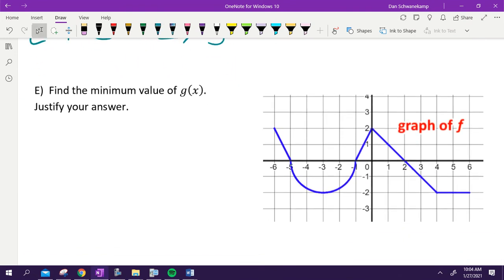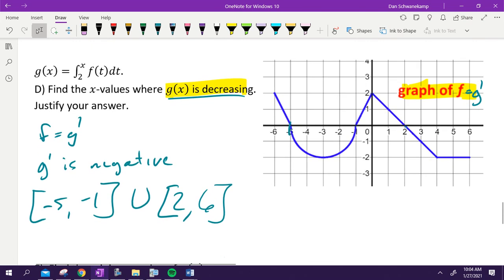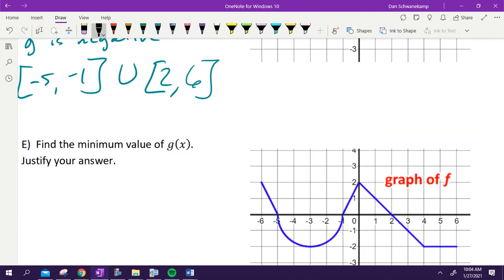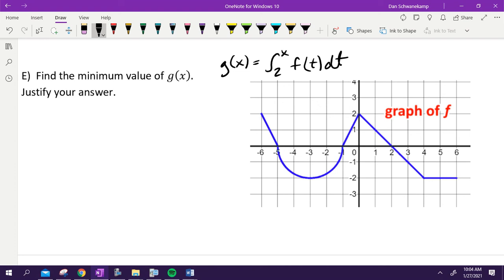Last one, find the minimum value of g of x. Justify your answer. Remember, g of x is the integral. I'll write it down here. G of x is the integral from 2 to x of f of t dt. Justify your answer. Minimum value. Do that. Go. This is an important one. Probably worth the most points out of any question on tomorrow's test.